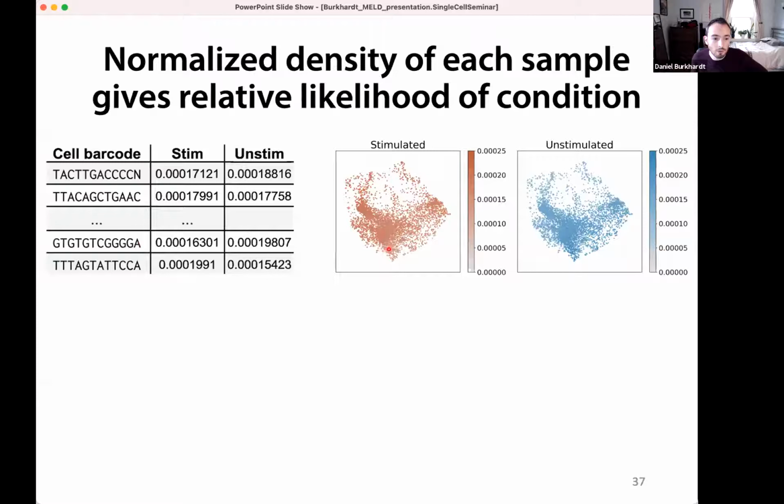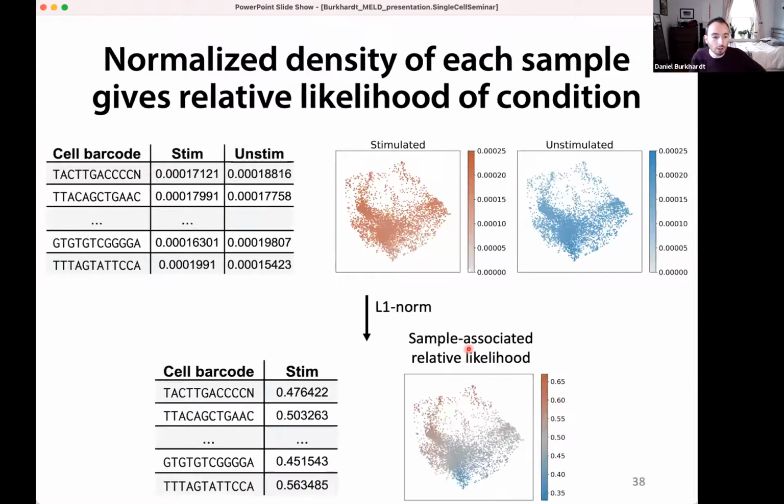So we smooth the data, we get a density estimate of the stimulated condition over the graph, we get a density estimate of the unstimulated condition over the graph. And then what we do is look at the ratio between them. So these two figures sort of correspond to those control and perturbed landscapes that I was showing earlier. And what we can do is actually look at the ratio or the L1 norm of them, make each row sum to 1. And what we get is a likelihood.